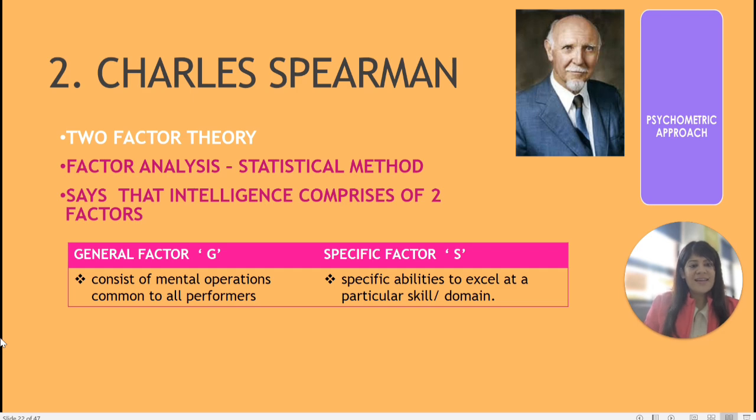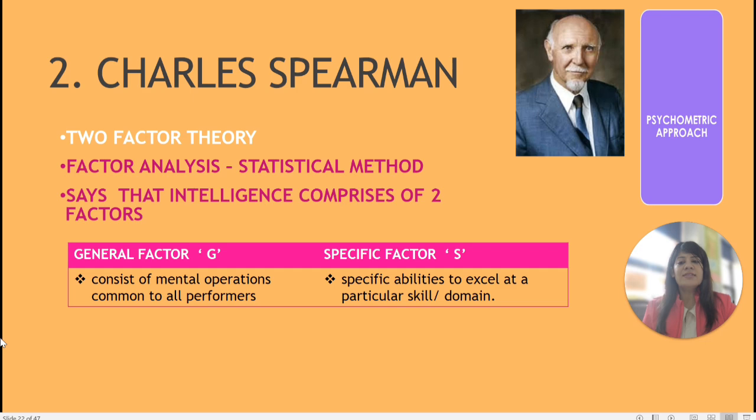Remember how Alfred Binet spoke about a one-factor theory? In the two-factor theory, Charles Spearman said that intelligence is not just about that one problem-solving ability. However, it is about two factors, and these two factors were found out through a statistical method.